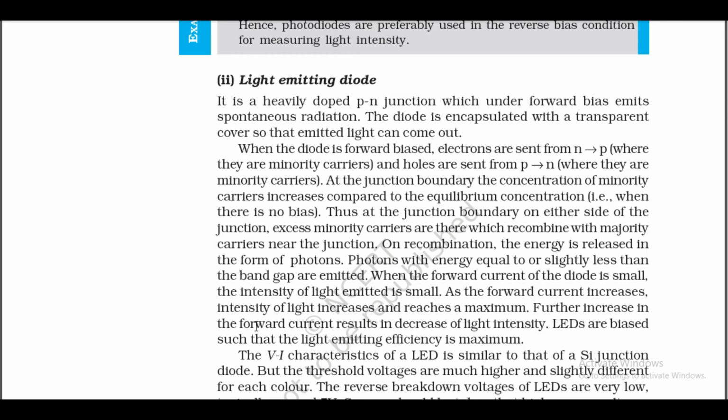When the forward current of the diode is small, the intensity of light emitted is small. As the forward current increases, the intensity of light increases and reaches a maximum. Further increase in the forward current results in a decrease of light intensity. LEDs are biased such that the light emitting efficiency is maximum.